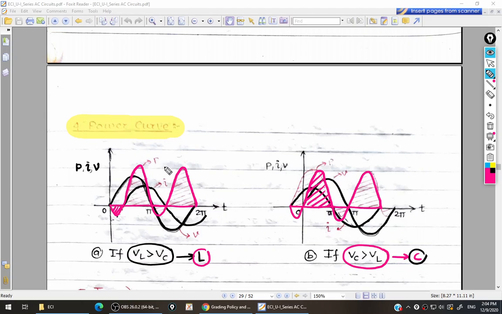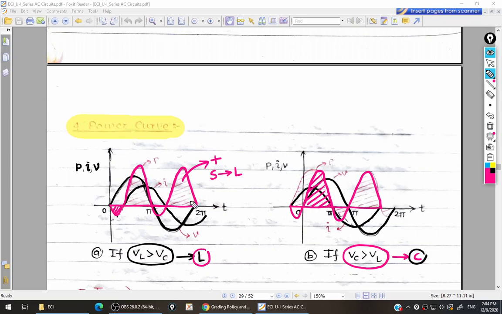Now again there is a meaning to this. When your power curve is positive, it means power is going from source towards the load. Power is flowing from source towards load, which means power is getting consumed. So this is nothing but the power consumed.